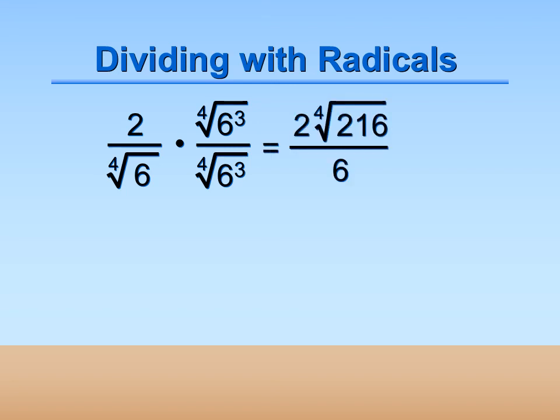So when you do that and you cancel out the radical symbol, 2 times the 4th root of 6 cubed, 6 cubed is 216. So now you have 2 times the 4th root of 216 over 6, and then 2 over 6 reduces to 1 over 3. So now your final answer is the 4th root of 216 over 3.